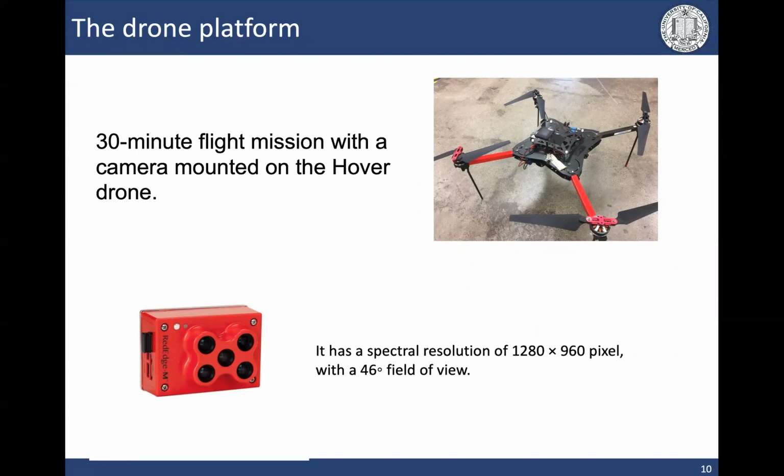For the drone platform, we built the hexacopter in our lab by ourselves. It was equipped with a Pixhawk flight controller, GPS, and telemetry antennas, and is able to fly over the pomegranate field for a 30-minute flight mission with cameras mounted on the drone. For the multispectral images, we used a RedEdge-M to collect the multispectral data. The camera has 5 different bands: blue, green, red, near infrared, and red edge. It has a resolution of 1280 by 960 pixels with a 46-degree field of view.